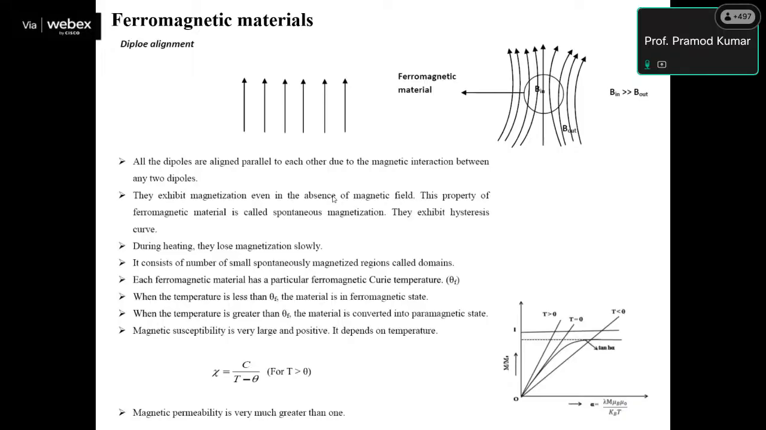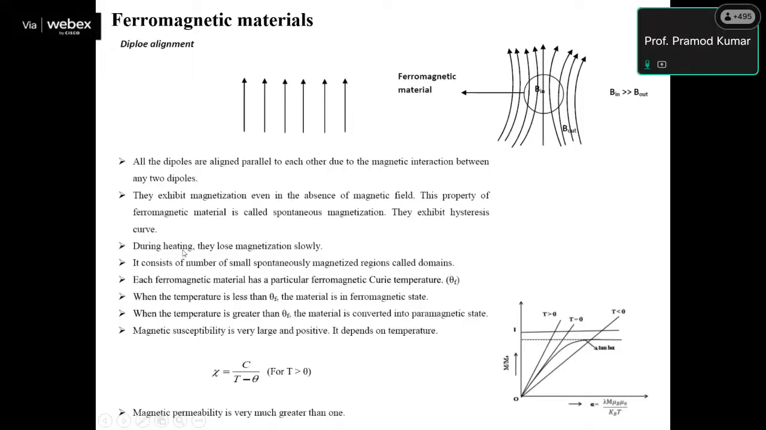Spontaneous magnetization means even without applying a magnetic field, materials have a very strong magnetic field inside the material. Such type of material also exhibits the hysteresis curve. Hysteresis curve means if you plot the MH curve, magnetization versus field, in increasing field and decreasing field, you will always find the hysteresis within that.